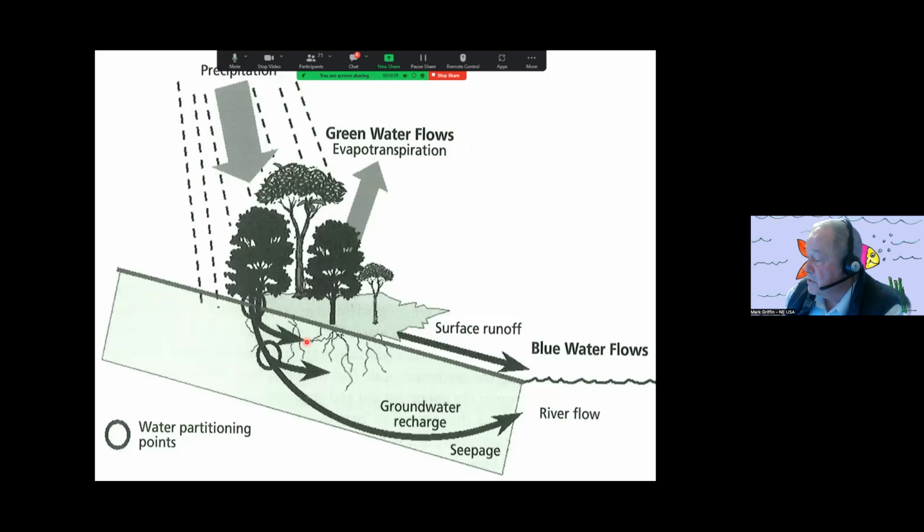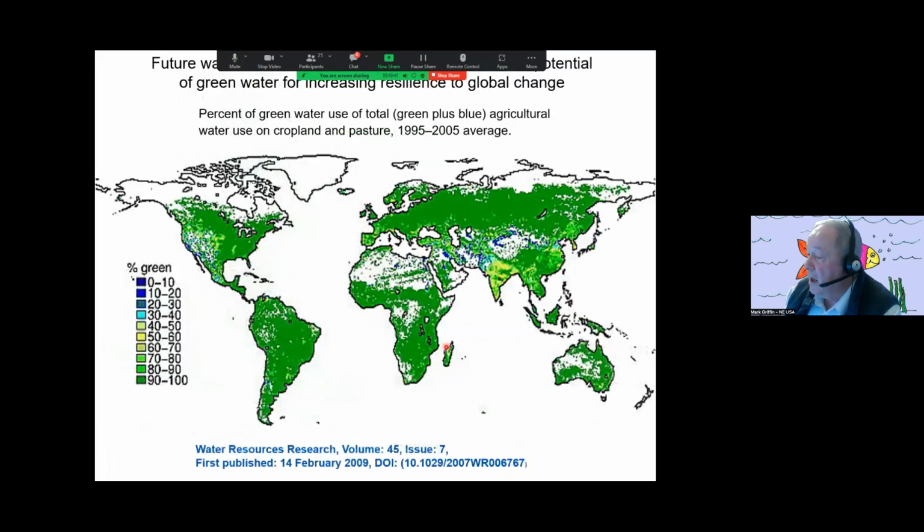Here is another showing of green water and blue water, and the partitioning points, what's going to go into the ground. Land use change will sometimes prevent water from going into the ground, and you get a lot of runoff, which is not always good. There's a term called water harvesting, where the objective is to slow this runoff down, to either store it or make it go into the ground. So this is a decision point: is it going to go into the ground or not? Then is it going to go to the root zone or not? Is it going to go into the groundwater? And so on. All right.